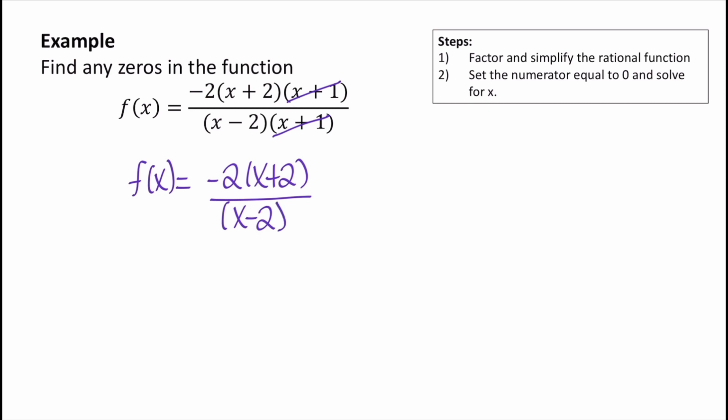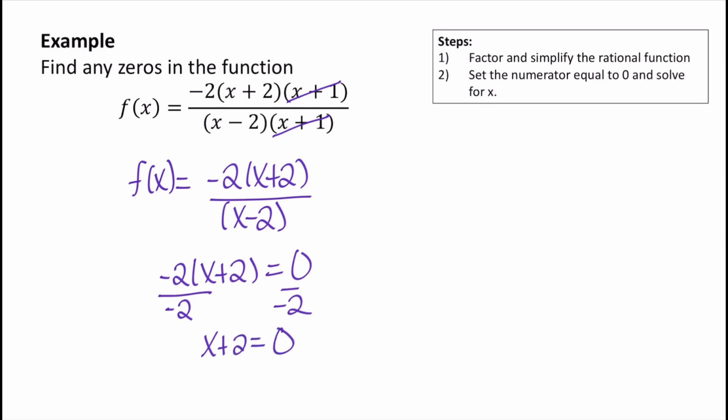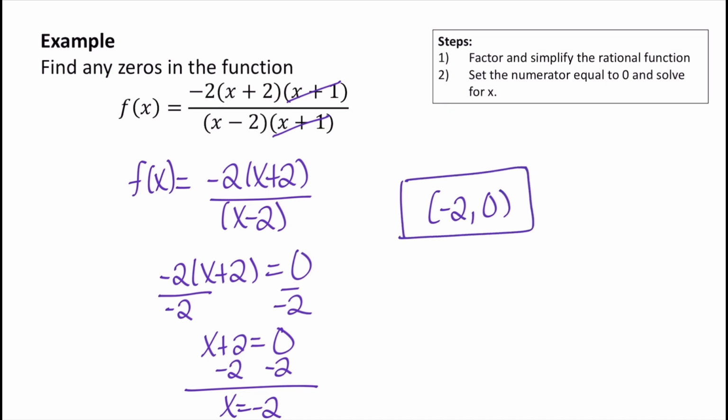So all I do now is I take that numerator, that negative 2 times x plus 2, and I'm going to set it equal to 0. So I can start off by dividing both sides by negative 2. That gives me x plus 2 equals 0 divided by negative 2, which is 0. Now I just subtract 2 from both sides, so I have x equals negative 2. Okay, so that means that the x-intercept of this function is going to be at (negative 2, 0).